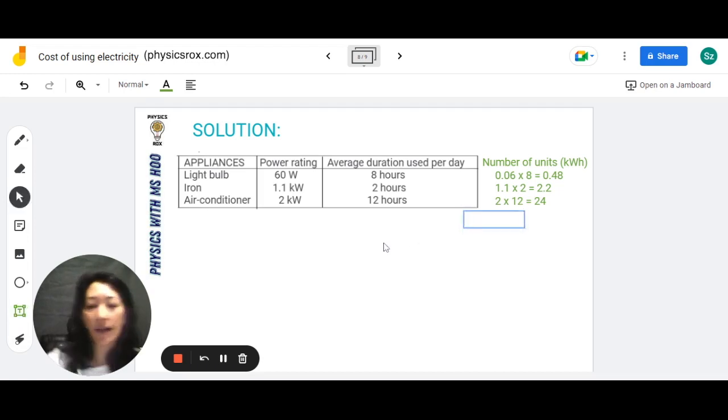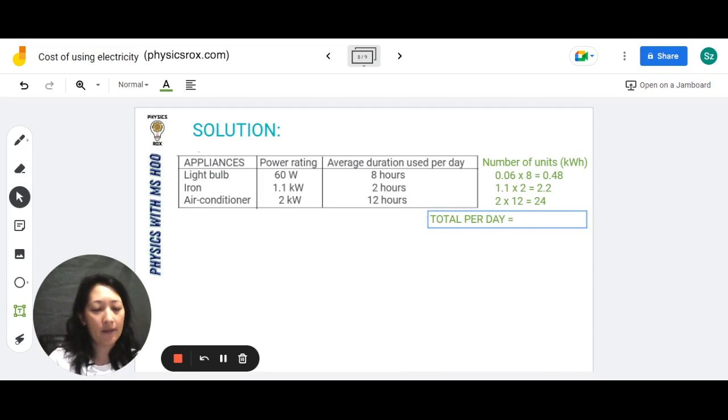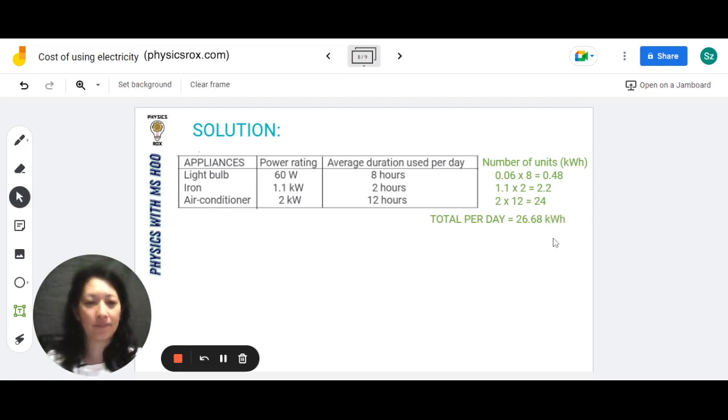So what we're going to calculate next is the total per day. Okay, total per day. For total per day, all you need to do is add these all up together. So 0.48 plus 2.2 plus 24 gives us 26.68. 26.68 kilowatt hours per day.